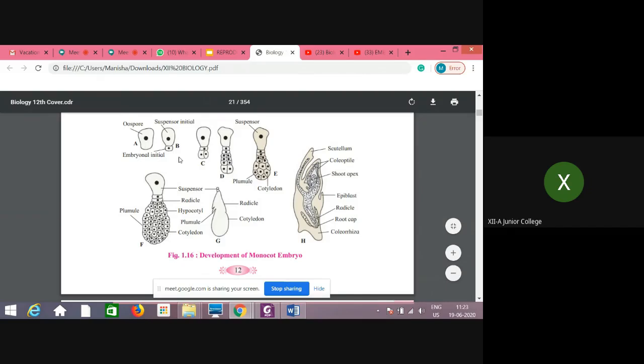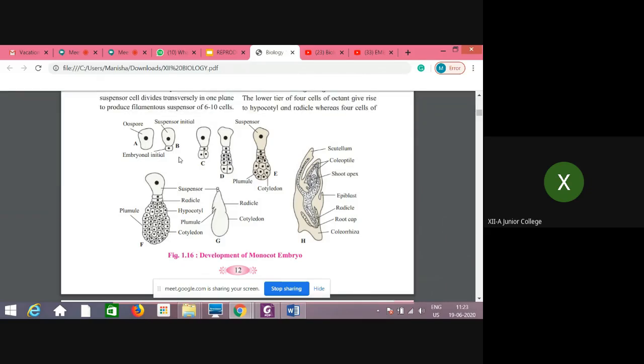But here it is considered as orthotropous ovule. But what we are studying is anatropous ovule. So in angiosperms, anatropous ovule is a characteristic feature. So that's why when you consider all these diagrams, up to E or F, in the opposite direction, meaning the suspensor you show on the lower side and the embryonal cell you show on the upper side, then only it is correct. So that's why I will not explain this part.